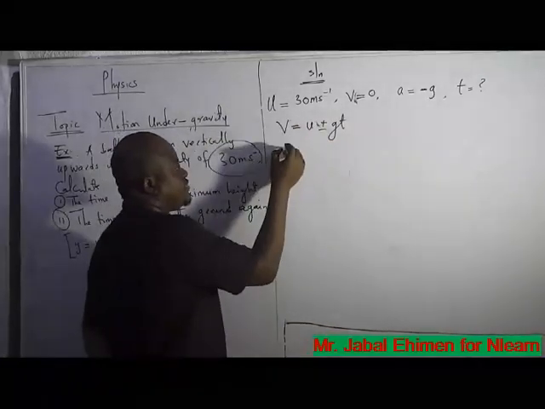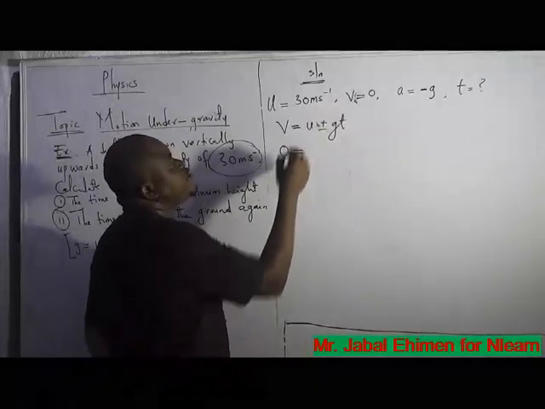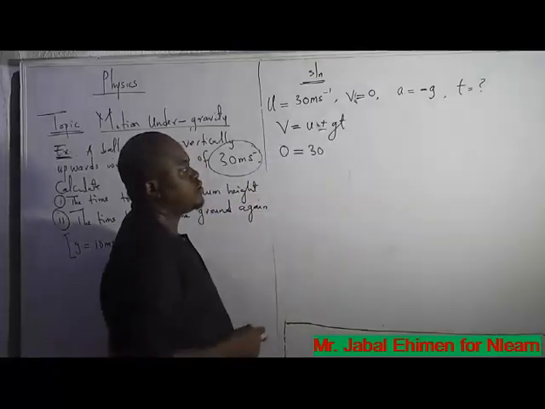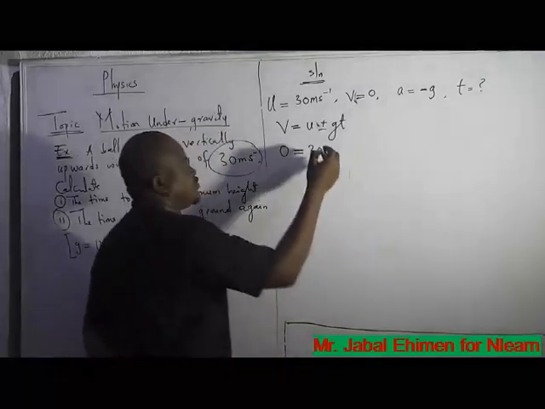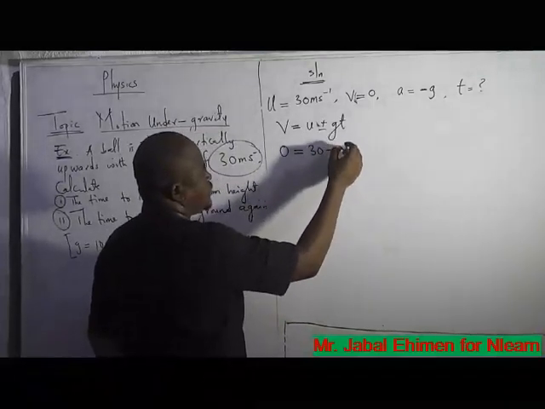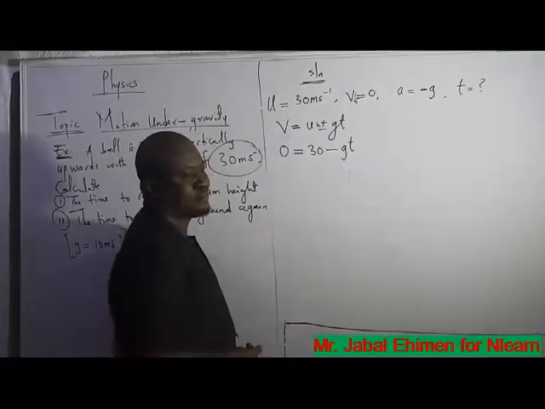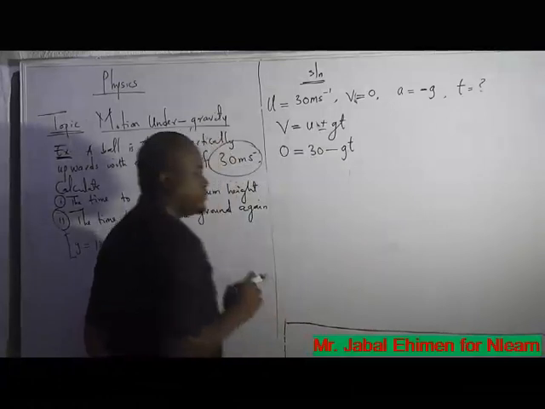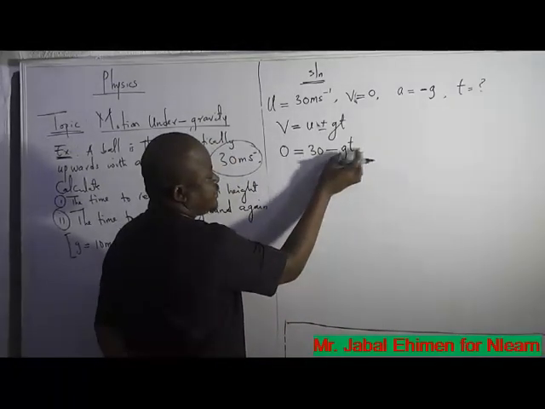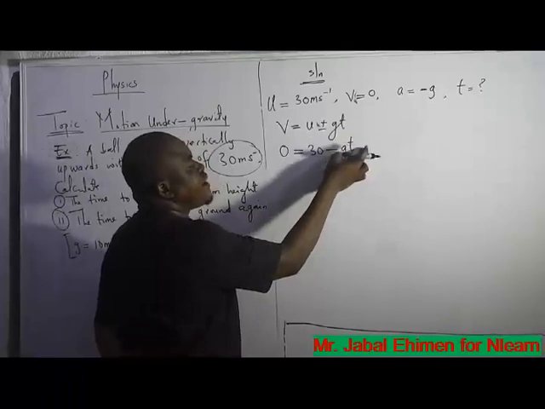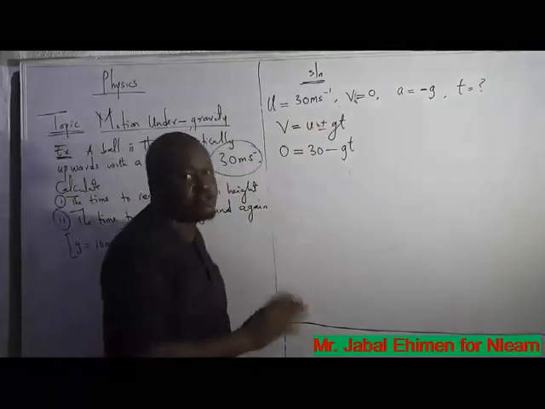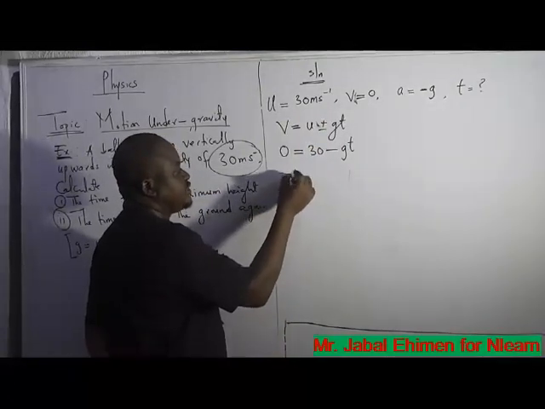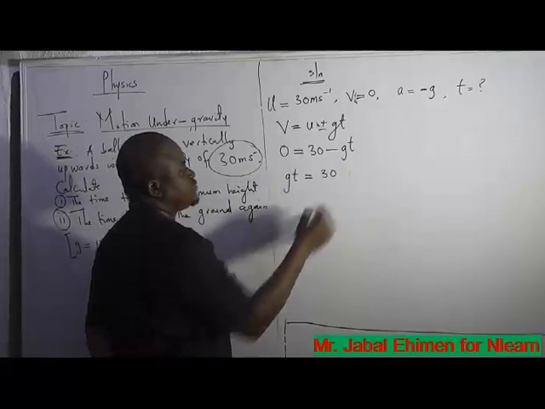The value of V is 0. The value of U is 30. Oh, the value of G, is it plus or minus? It is minus, so we're going to have minus GT. And what are we looking for? If you move this GT from this expression, the value of GT here has a minus at the front. And when the minus sign crosses the equality sign, surely it's going to become positive. So if I move it across, I will now have GT is equal to 30.